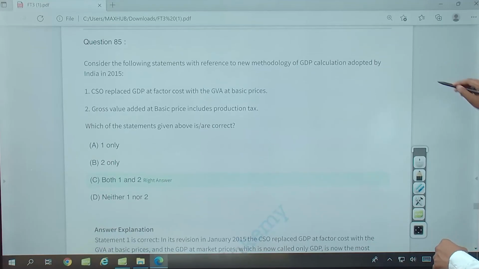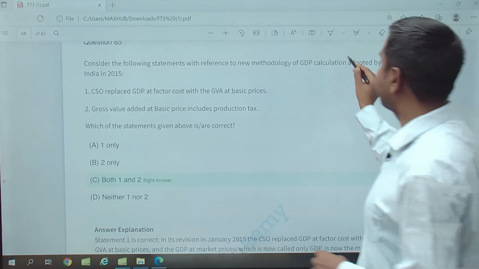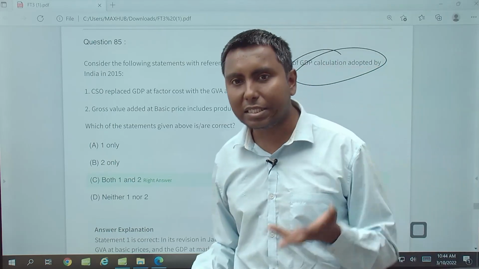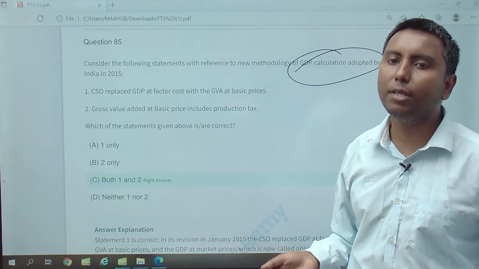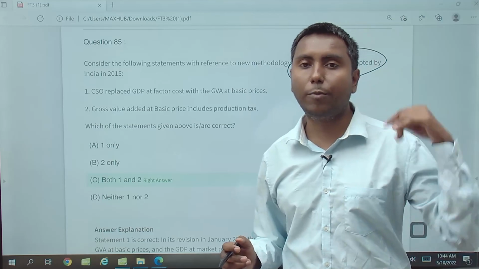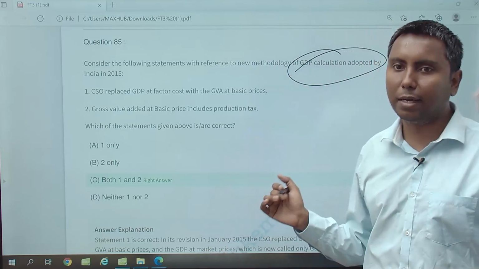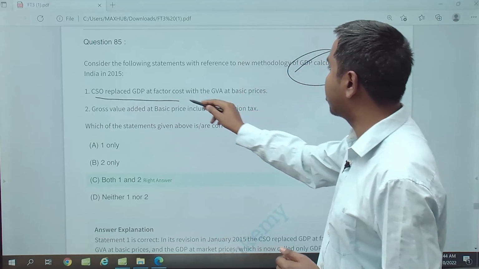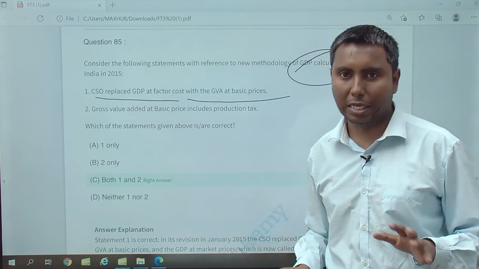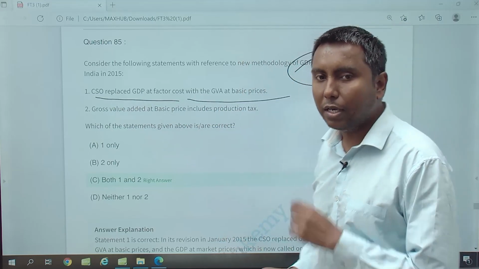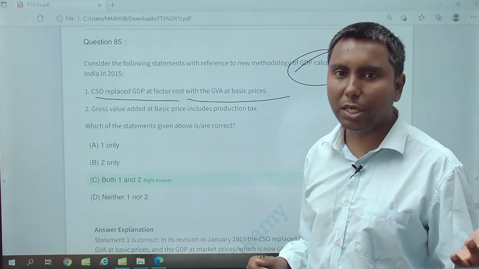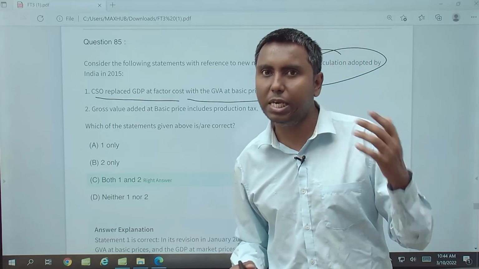Okay, question number 85. New method of GDP calculation. Again, this concept has been asked in Mains this year. You should be thorough with this concept at least. You should not be surprised when a question based on this is asked in Prelims. First, CSO replaced GDP at factor cost with GVA at basic price. Yes, this is right. Earlier GDP at factor cost was calculated and published. Now the primary focus is on GVA at basic price.